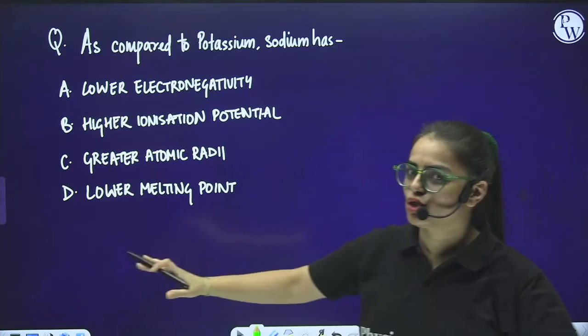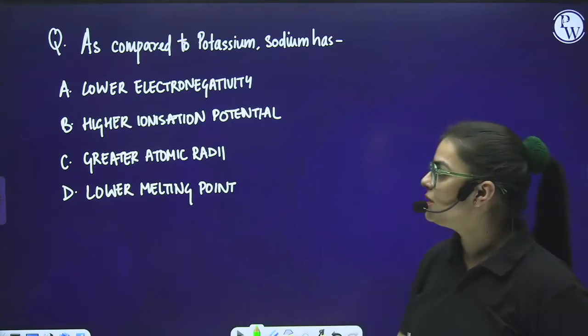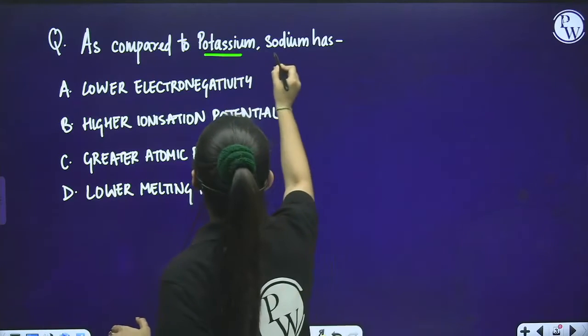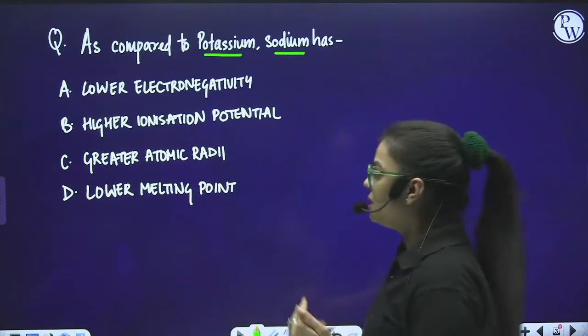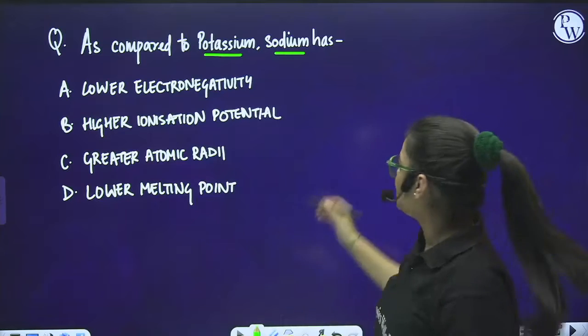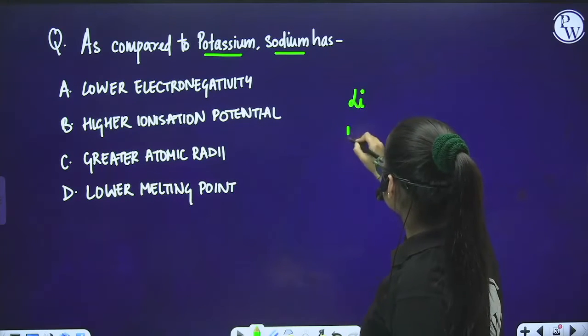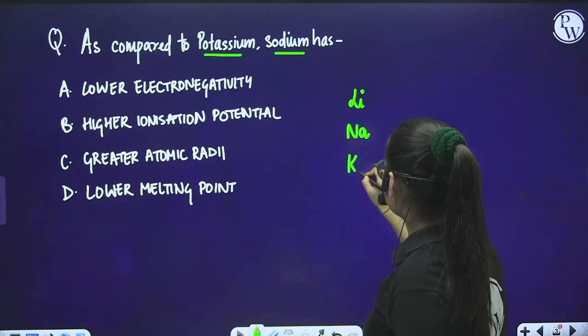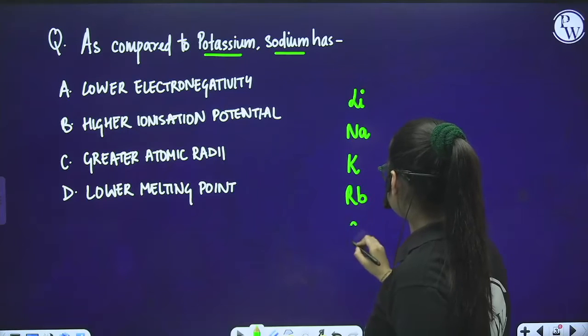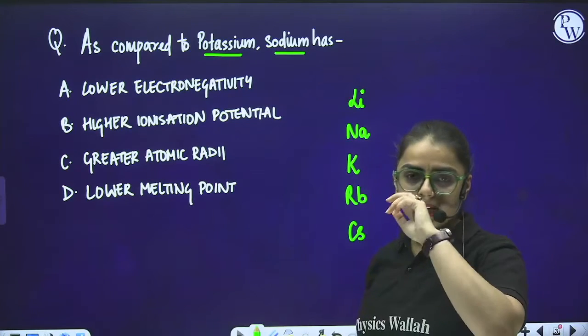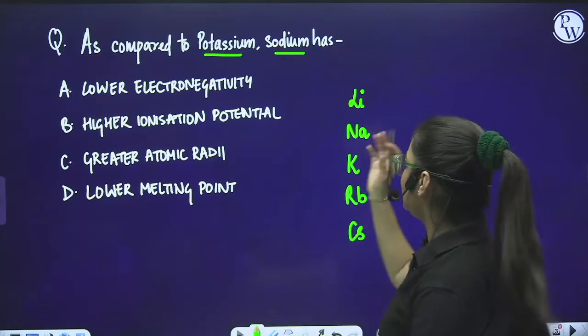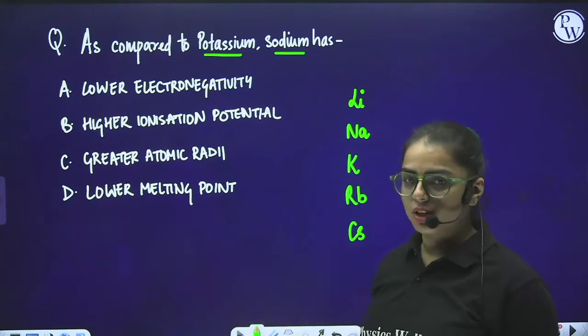Yes, so the timer is stopped, students. Now let's discuss it. Basically, we are comparing potassium and sodium. Now we very well know what the group number 1 elements are: lithium, sodium, potassium, rubidium, cesium, and francium. Though francium is a radioactive element, so I'm not including it. Even hydrogen we have studied separately, so we are not including that.